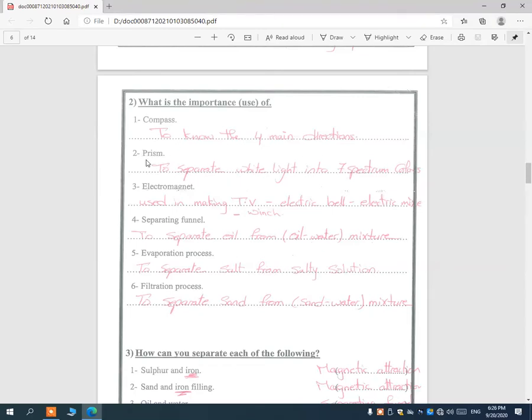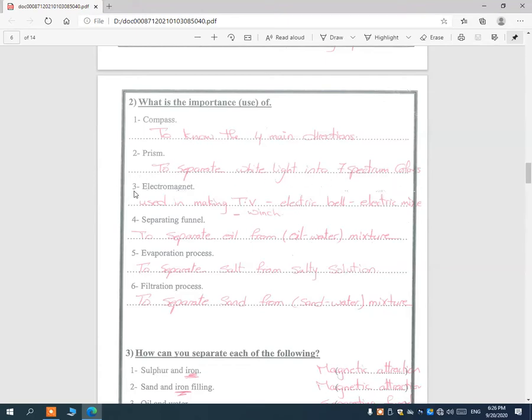Number 2, prism. What is the use of the prism? To separate white light into 7 spectrum colors. So we use the prism to separate white light into 7 spectrum colors.